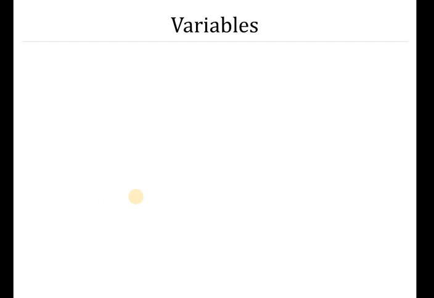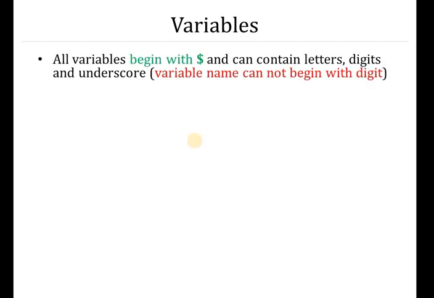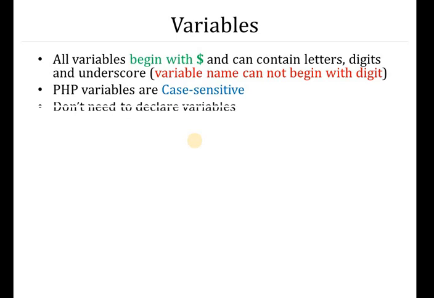Now in PHP, a variable begins with the $ sign and it contains letters, digits and underscores also. But the condition is that a variable name cannot begin with a digit. PHP variables are case sensitive. That means if you write in uppercase and lowercase, these variable names will be treated as different.